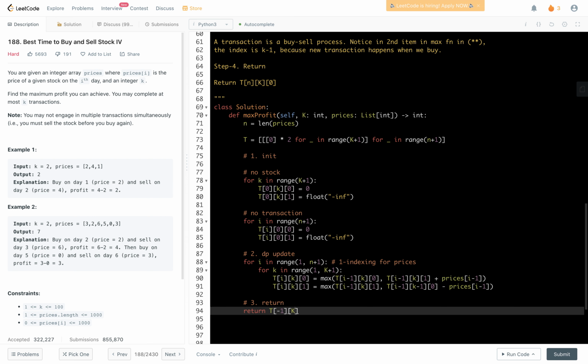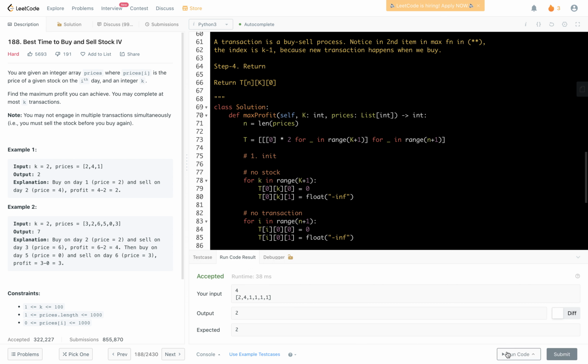Finally we are going to do the return. This is actually routine. We just return, let me not track the indices, T[-1][K][0]. So this is the full solution to this problem. Actually the code is not very long once we understand the overall logic. This kind of problem is sort of routine or standard.